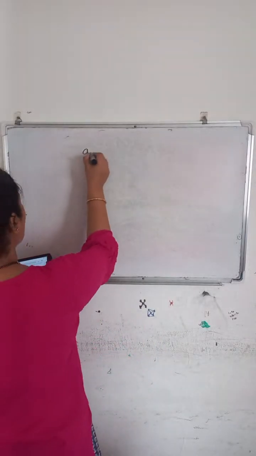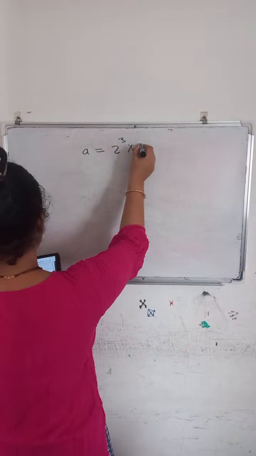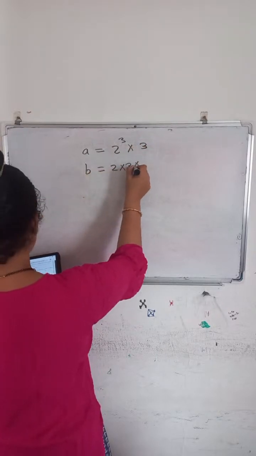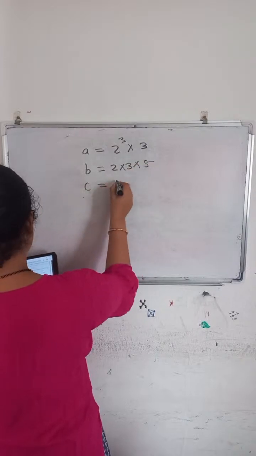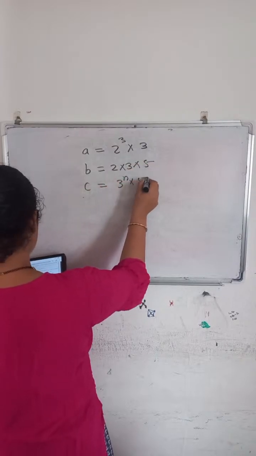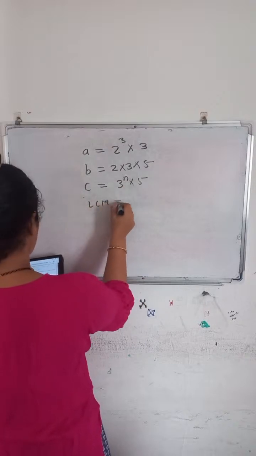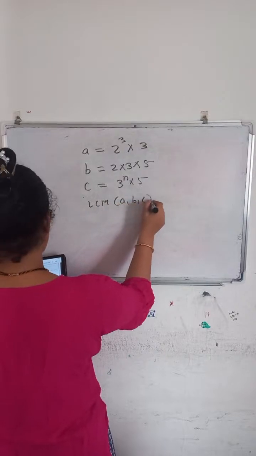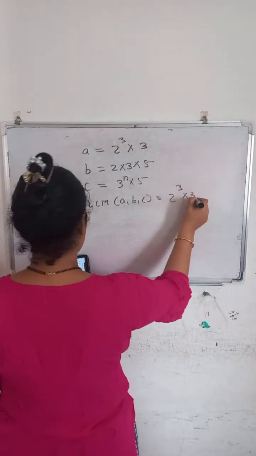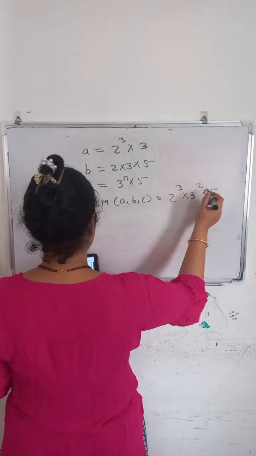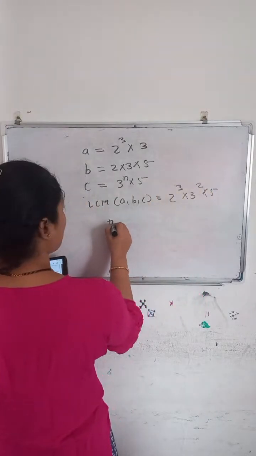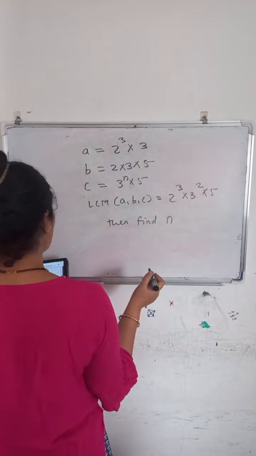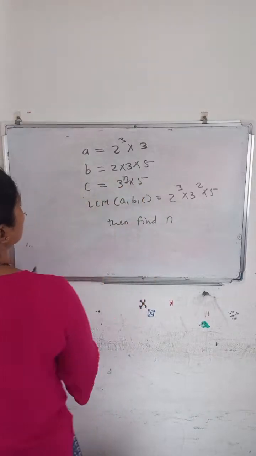Here, if a is equal to 2 raised to 3 into 3, b is 2 into 3 into 5, c is 3 raised to n into 5, then the LCM of numbers a, b and c is 2 raised to 3, 3 raised to 2 and 5 raised to 1. Then find n. They are asking us to find this n.